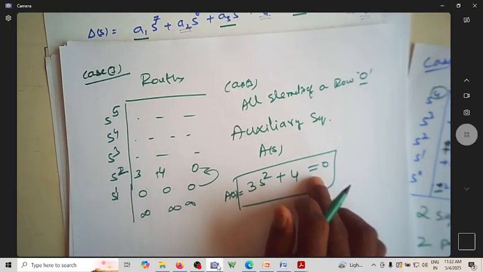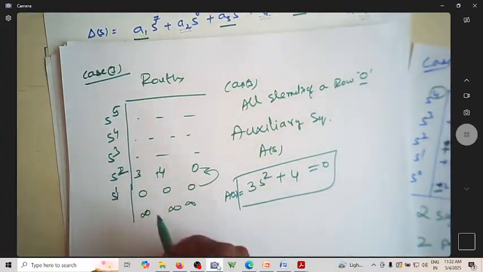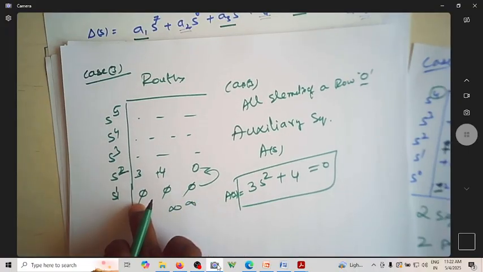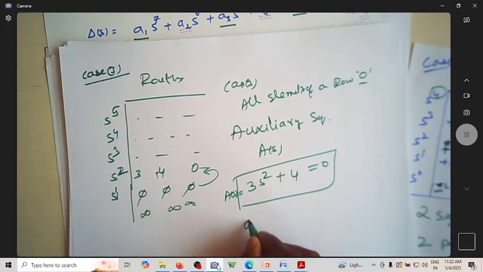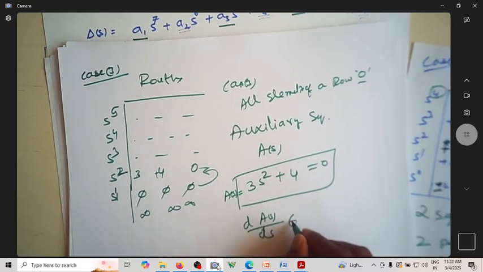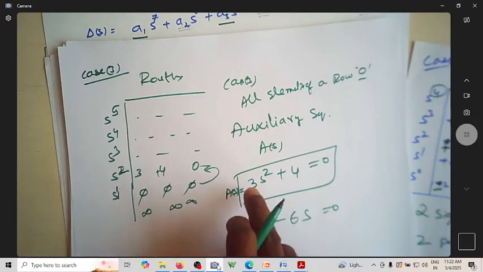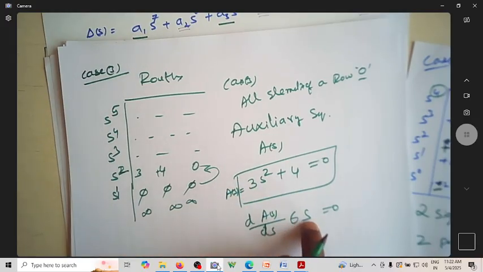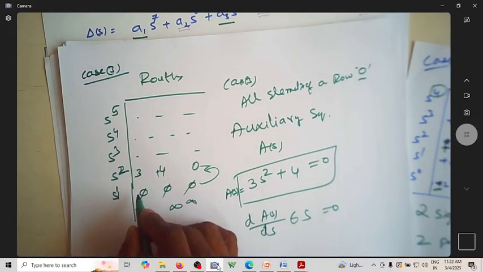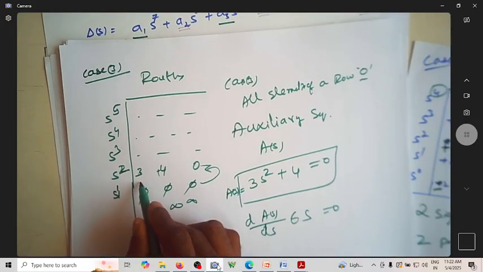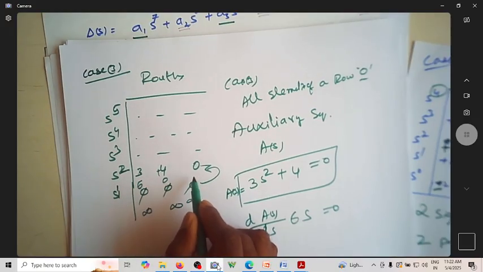If this is the auxiliary equation, how do we continue? I need to eliminate this 0 0 0. So what I do is differentiate this auxiliary equation with respect to s, and now I write 6s = 0. So now you have a differentiated auxiliary equation, with 6s as the term. So this will become 6. Now you have to eliminate this 0 0 0 and replace it by 6 0 0.